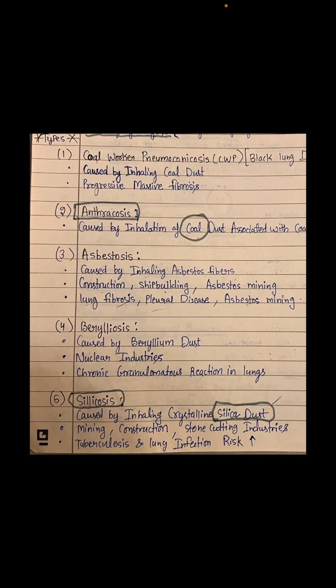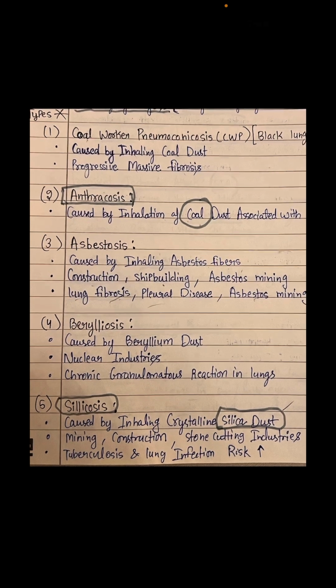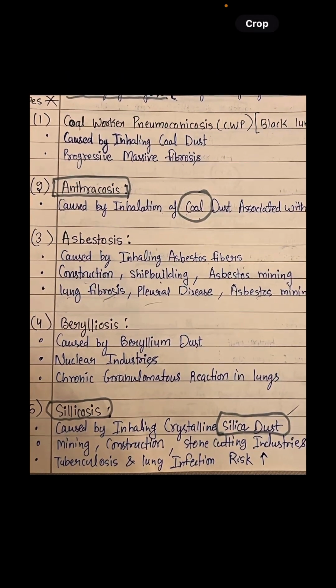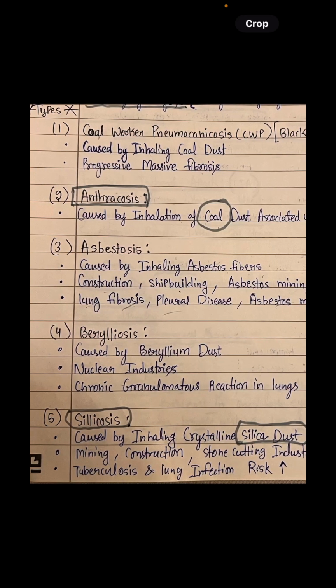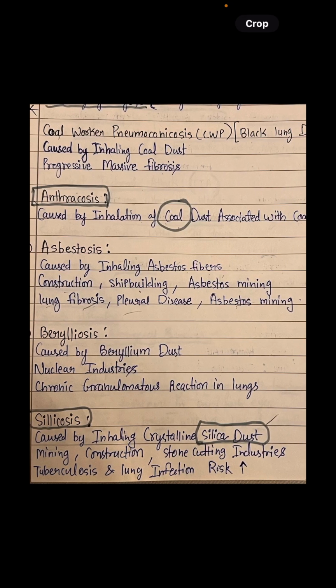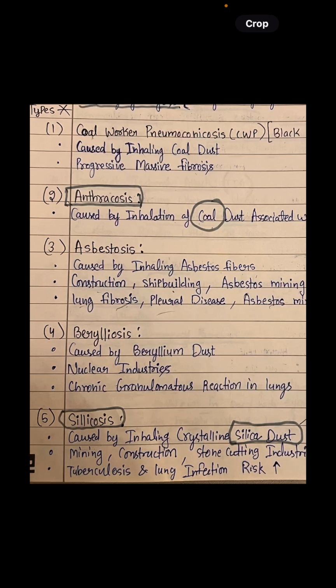Next is asbestosis, which is caused by inhaling asbestos fibers. So construction workers and asbestos miners are prone to this. The symptoms we will see are lung fibrosis and pleural disease. Berylliosis is caused by inhaling beryllium dust, seen in some nuclear industries, with a chronic granulomatous reaction in the lungs.